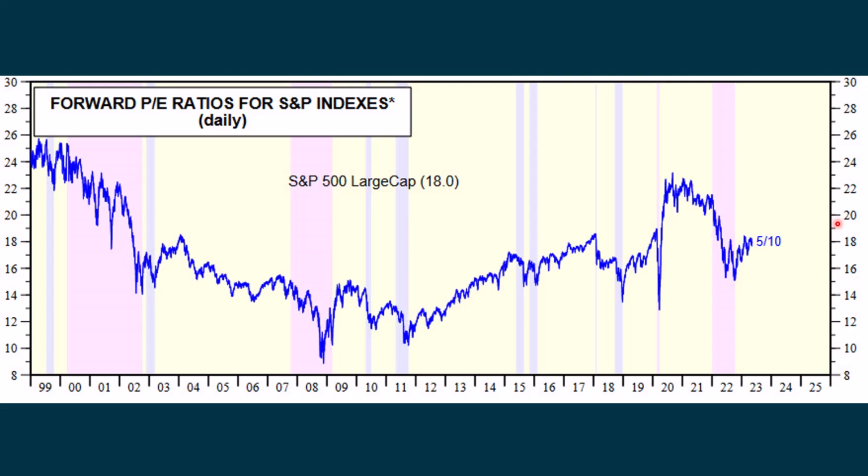The one thing to keep in mind is these forward-looking PE ratios can change because they're based on forecasts and guesses and optimism or pessimism, and so they can go up or down. As the S&P goes up or down, this value changes every day. The latest reading that I have on the 10th of May is that we have a forward-looking PE ratio of 18. So we're above 15, but we're still below 20 looking forward.